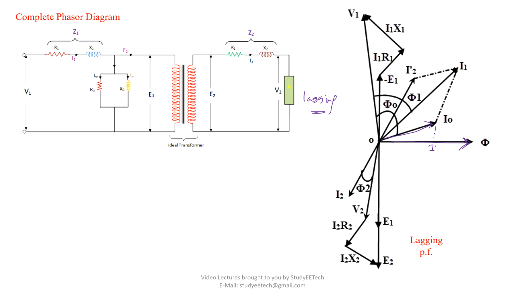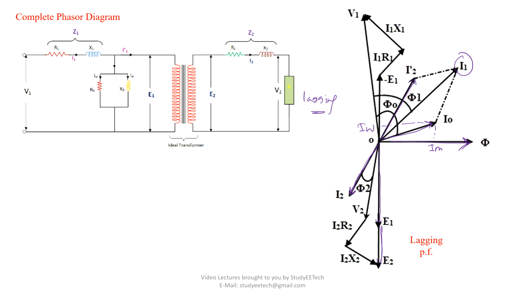IO is basically IM plus this IW, that is not shown here, that is IO. Now let's say some current I2 is flowing. So I2 has some reflection on the primary side like previous. So this is I2 dash. Now I2 dash and IO makes I1. Okay, I1. Now look, this is E1 and this is E2.